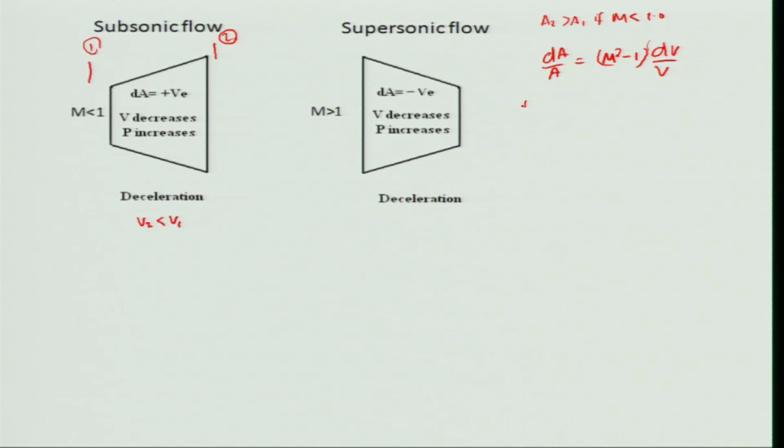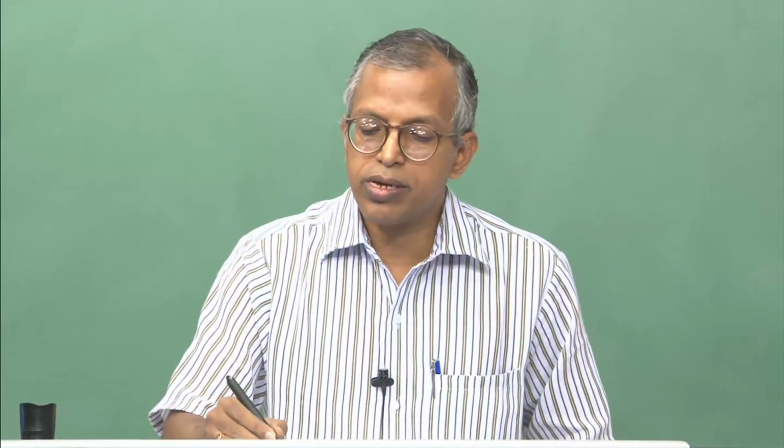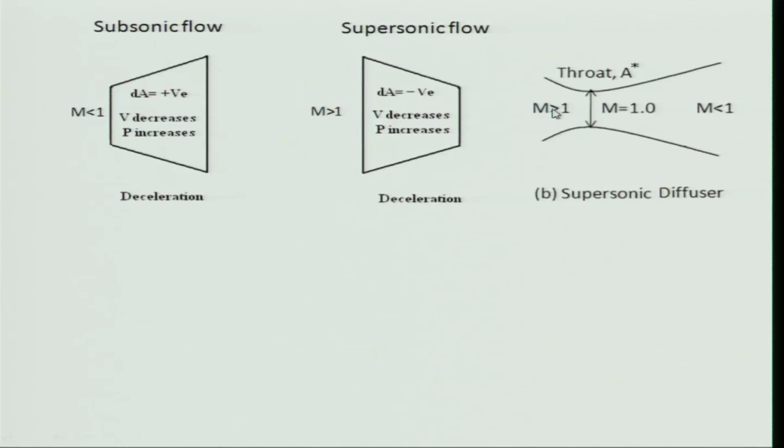Similarly, if m is greater than 1, what will we get? We want to decrease this, because this term is negative and this is positive. Therefore, area should be less than A1, right. Then we can decelerate. This is basically the supersonic diffuser, where the flow is supersonic at the entrance and it decreases after passing through the throat, and this is being used in your air intake, which we will be discussing a little later when we discuss cycle analysis.